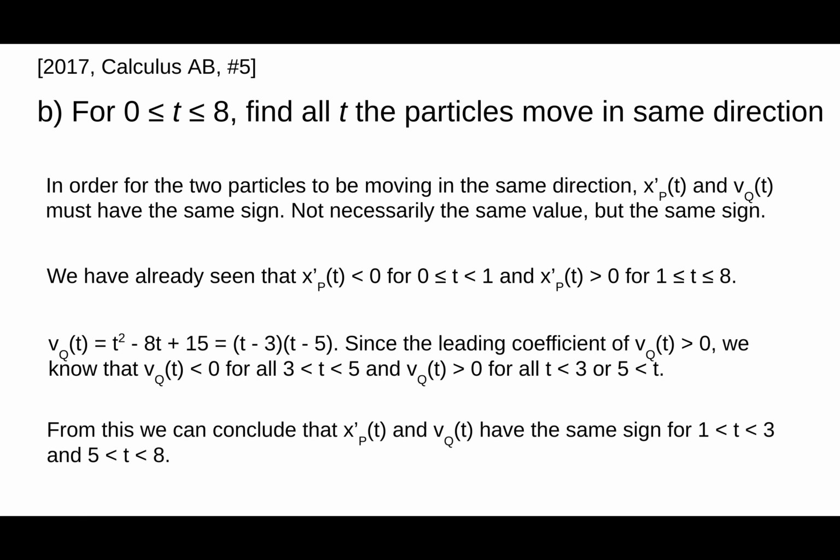All right, so combining this, just trying to match up equivalent signs, x prime P of t and v Q of t have the same sign when t is between 1 and 3 and when t is between 5 and 8. So on those intervals, the two particles P and Q would be moving in the same direction.